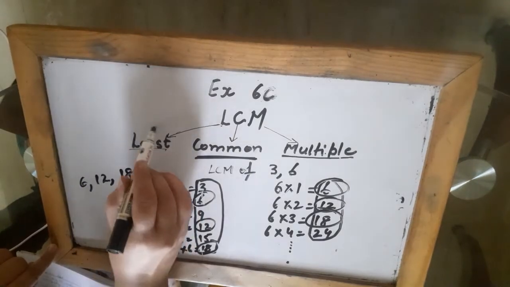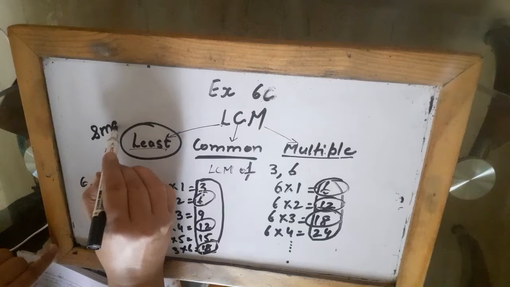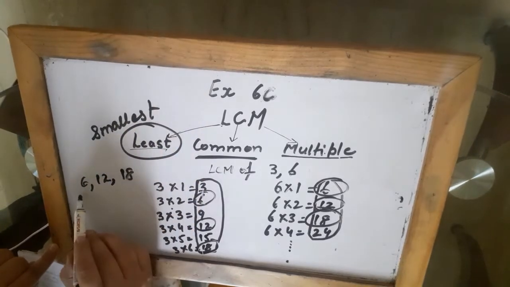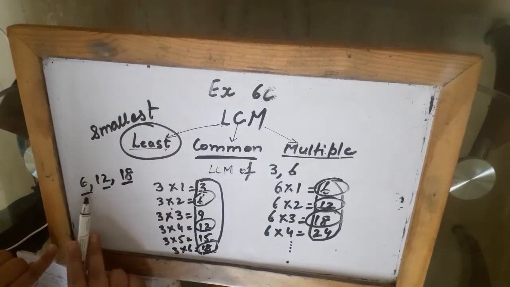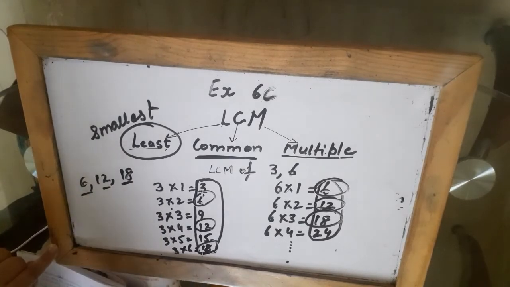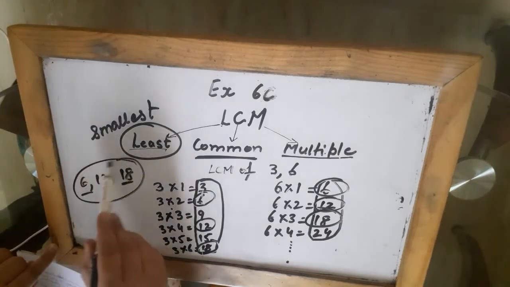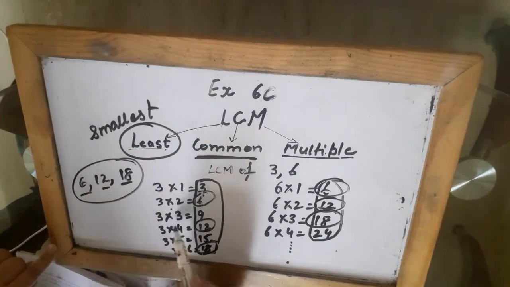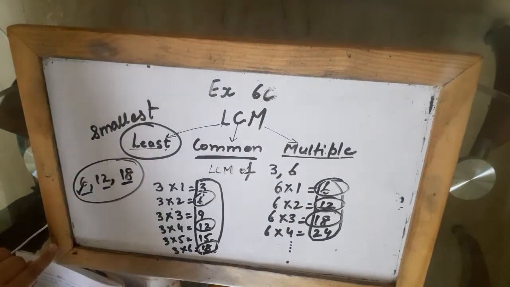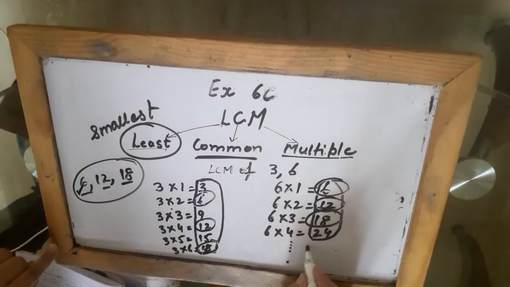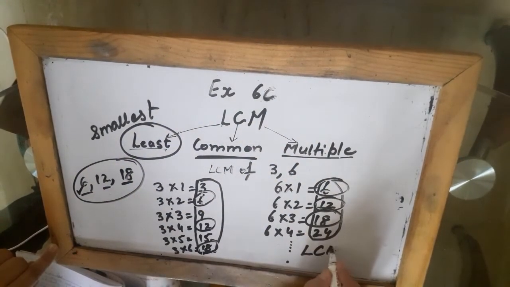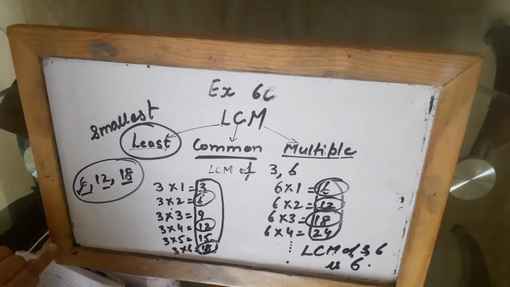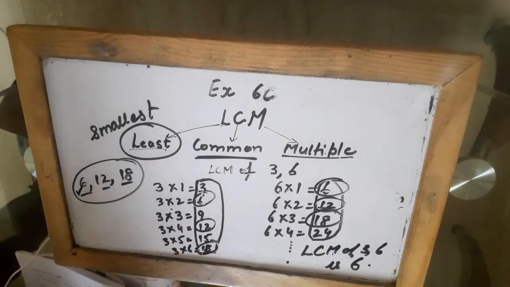Now come to the word least. Least means smallest. So out of these common multiples, I will see which is the smallest one. Which is the smallest multiple among these common multiples of 3 and 6? It is 6. So the least, the smallest common multiple of 3 and 6 is 6. So this is how we find the multiples.